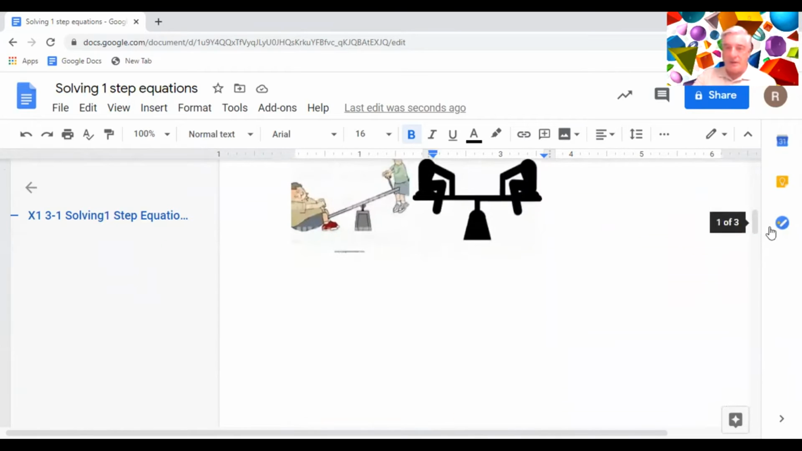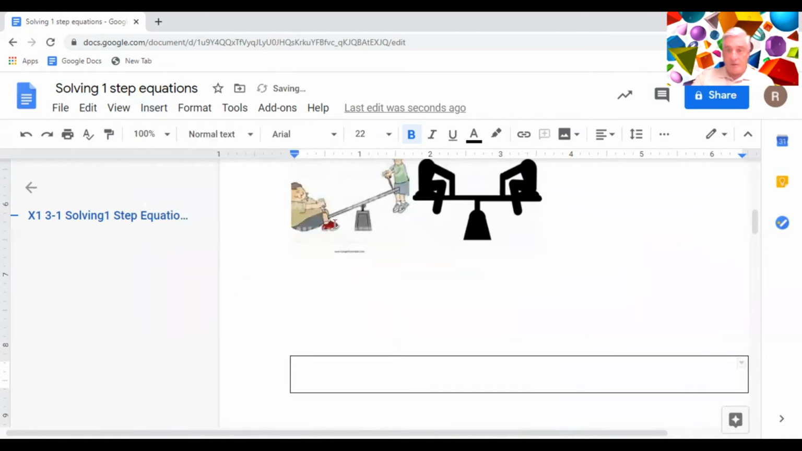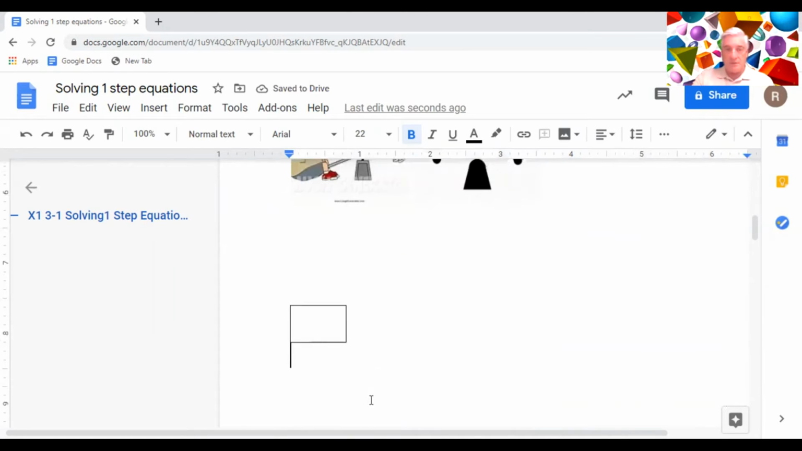Now we talk about algebra like it's different. So let's insert something that you might understand. Table plus 4 equals 5.